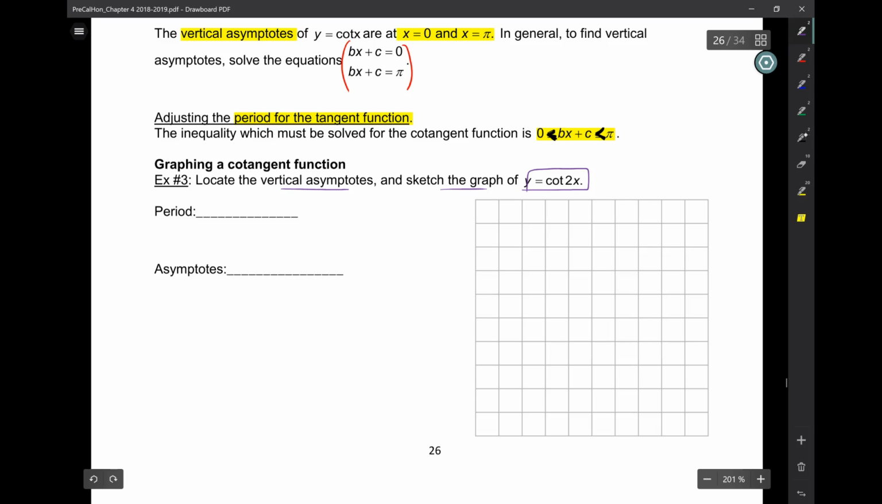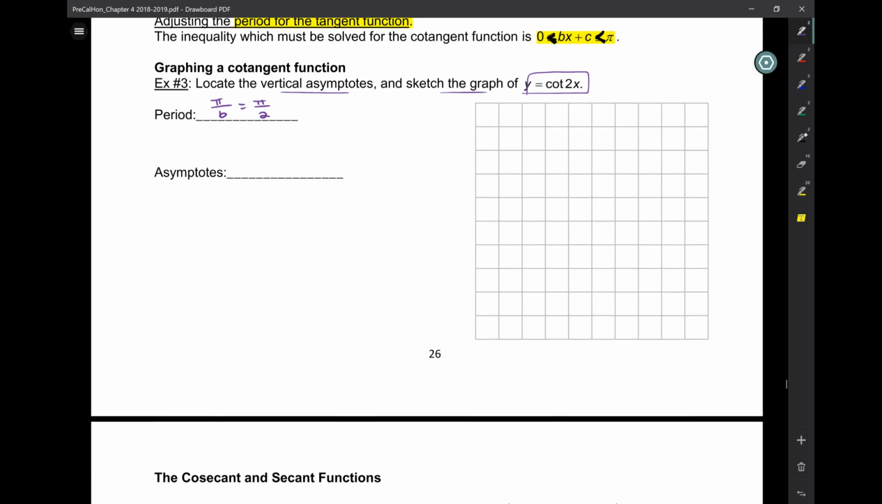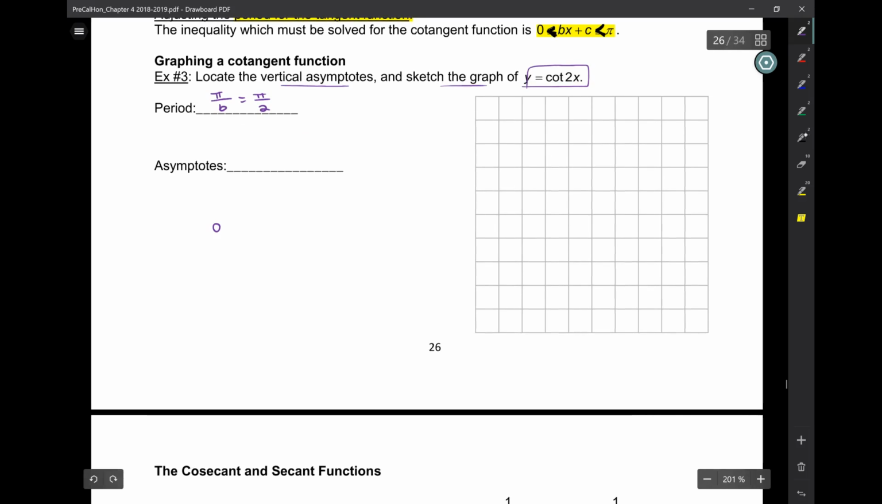All right. The period, remember the default period has a length of pi. So it's always going to be that over b. In this case, it's what? Pi over 2. That means from the beginning of the cycle to the end, it's going to span a length of pi over 2. Okay? All right. To find the asymptotes, we're going to solve that equality. So 0 to pi, and inside I put in my 2x. 0, x, pi over 2.